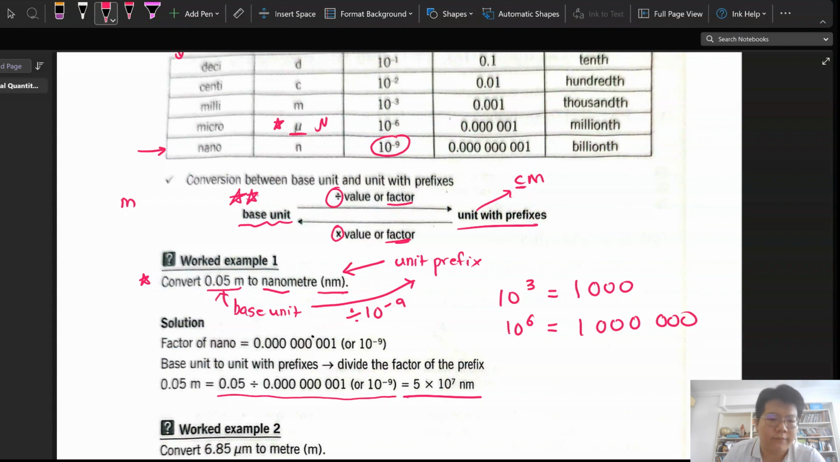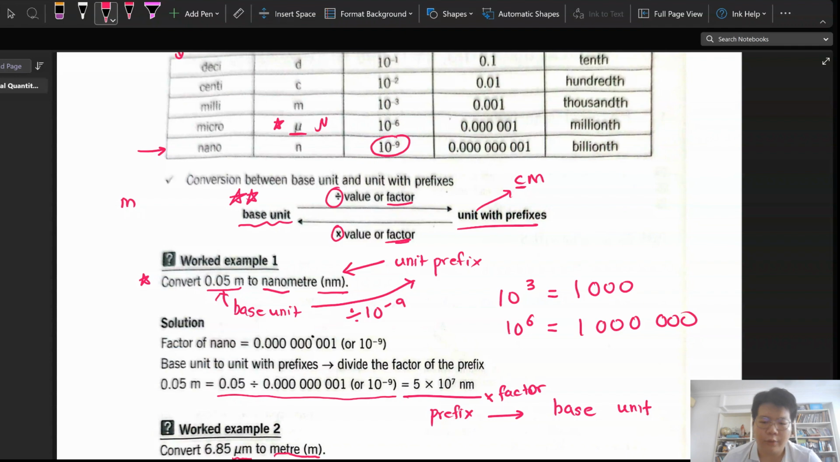So first, let's identify what are they asking us to convert into. So first of all, they gave us something that is with a prefix, and they're asking us to convert it into your base units. So the first thing you have to identify is that this question is basically asking us to convert from a prefix into a base unit. So when you're converting prefix into base unit, you must always remember that you will have to times the factor. From a prefix to a base unit, you will have to times a factor.